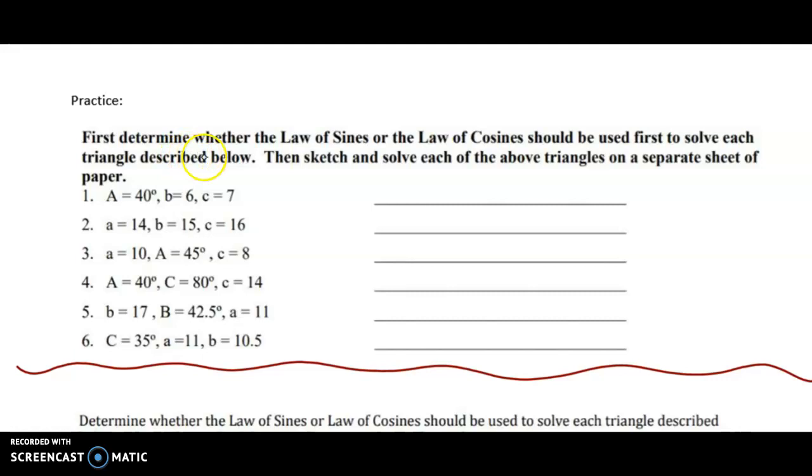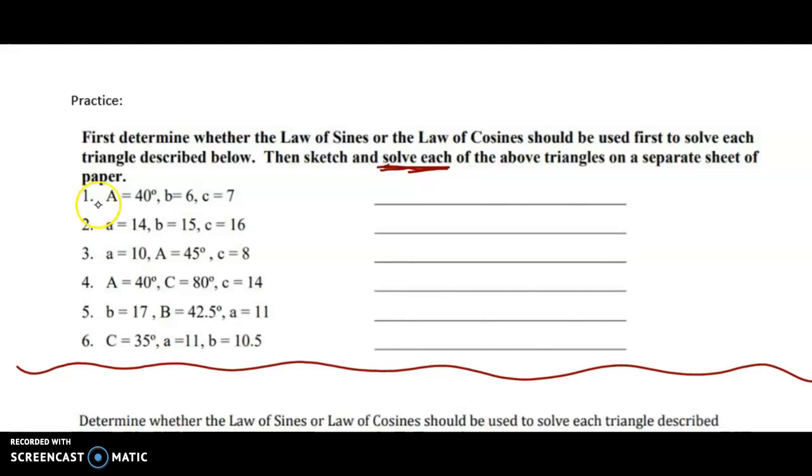But they want you to determine whether the law of sines or the law of cosines should be used, and then go ahead and sketch and solve each of the triangles. Now, when it says solve the triangle, that means find everything that's missing.